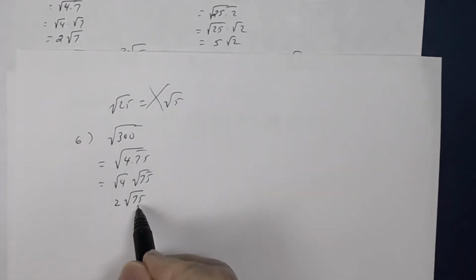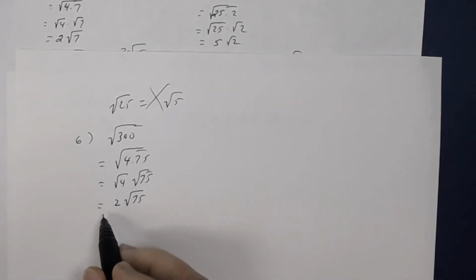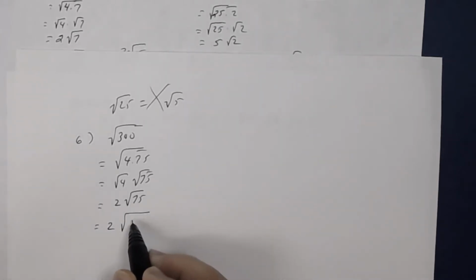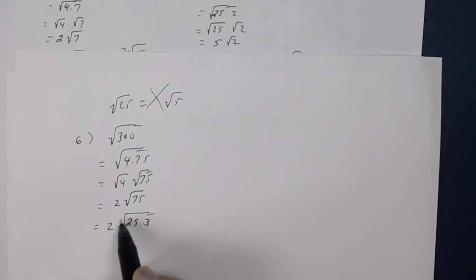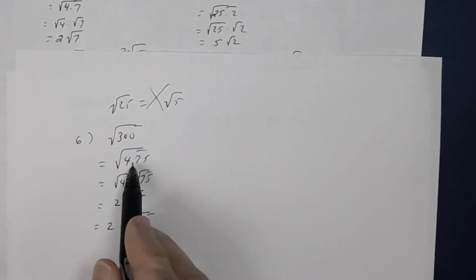Is there a perfect square that goes into 75 besides 1? Yes, 25. So that becomes 2 times the square root of 25 times 3, right? 25 times 3 is 75. And then I'm going to rewrite this like I did this one.